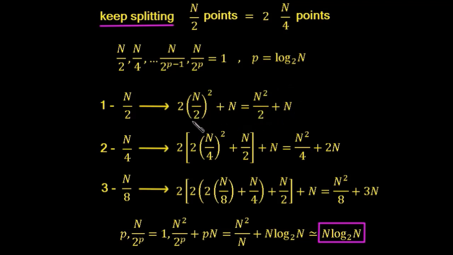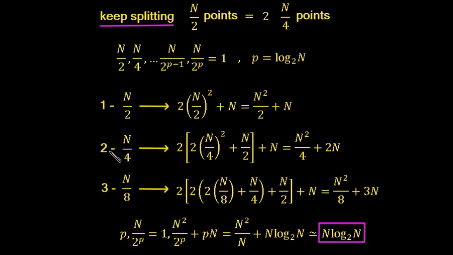So if we were to take this and iterate it again, so we'd now split it again into n upon 4, then we would have 2 times, now it would no longer be 2 times n upon 2 squared, it would be 2 times the n upon 4 squared, and also it would be plus n upon 2 plus n. So this is just an iteration here, and that's going to give us a value of n squared upon 4 plus 2n. So take your time and put the values in, convince yourself that that's correct.